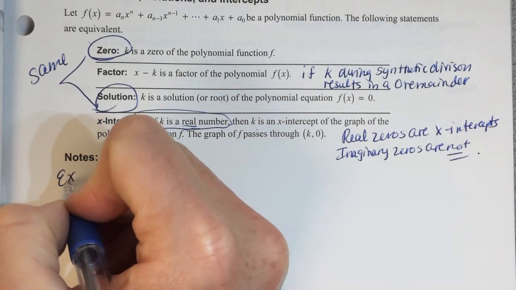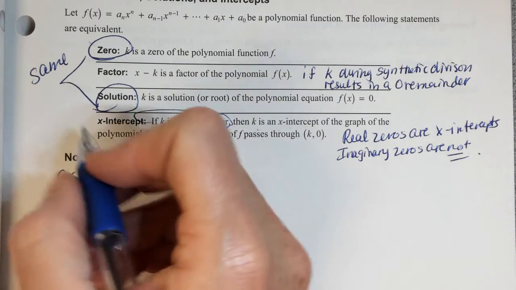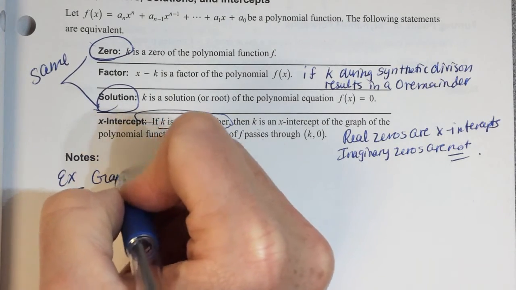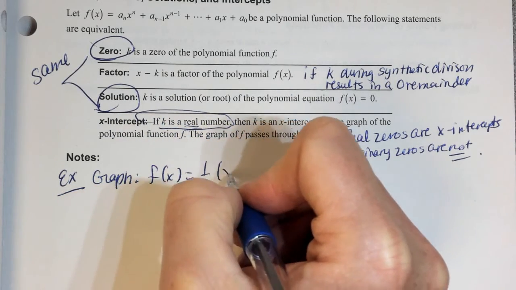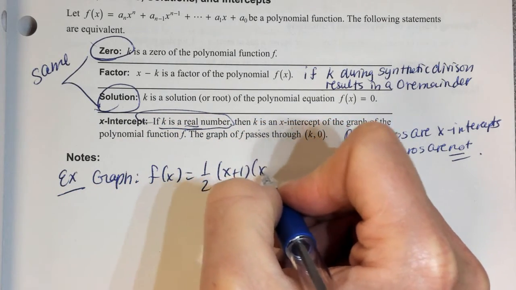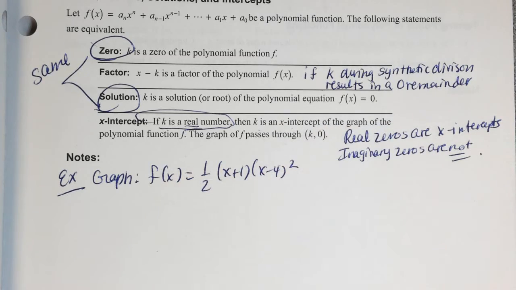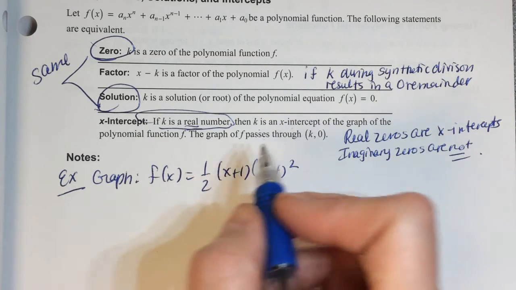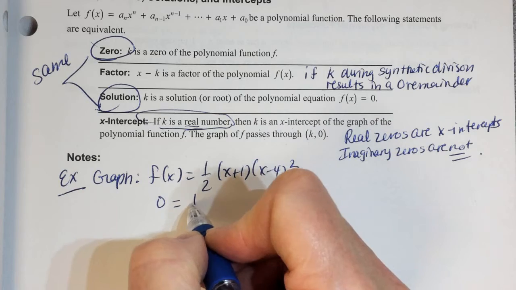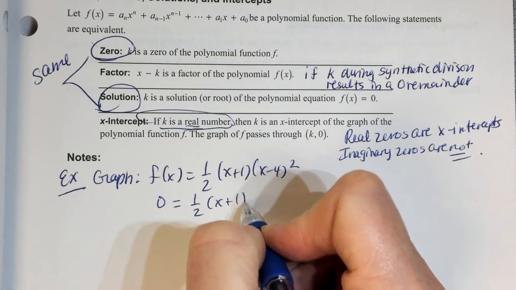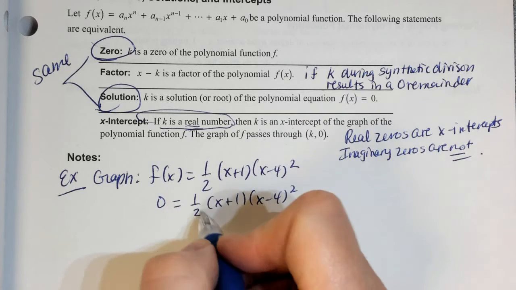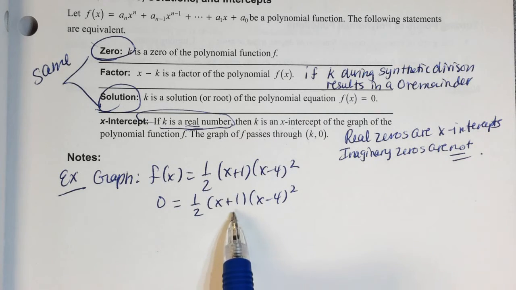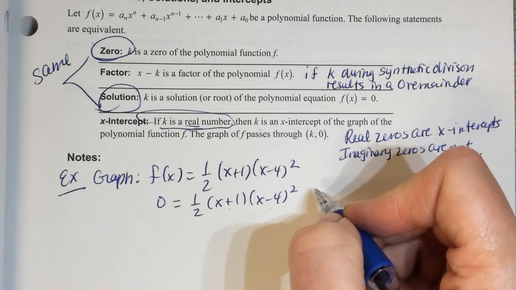Let's look at an example of what we're trying to do. Our goal is to be able to graph functions. So here's our function. F of x equals 1/2 (x plus 1) times (x minus 4) squared. The first thing I'm going to do is find zeros by setting this function equal to 0. I'd multiply both sides by 2 to get rid of the 1/2. What is it that's going to make this equal 0 then? What are my real zeros going to be?